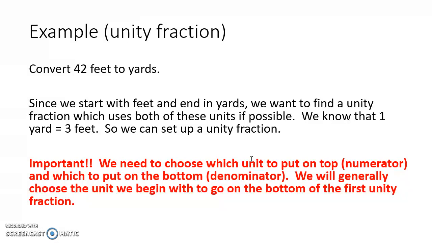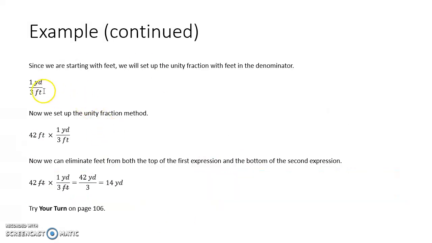So when we start with our known units, which is 42 feet, we're first going to want to set up a unity fraction that has feet on the bottom, and that's really important to make sure that we can go through this process and come out with the correct answer. So we already know we have an equivalency of 1 yard and 3 feet. So since I'm starting with feet, I'm going to put the 3 feet on the bottom so that those feet will cancel out. And then I just set up my problem here.